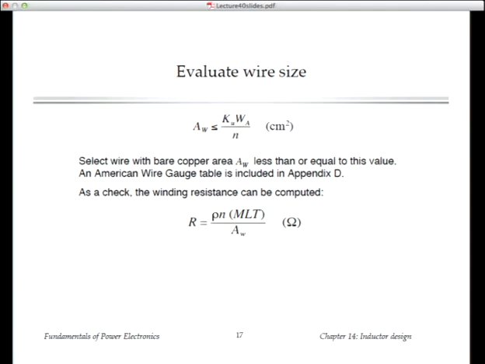Then we can evaluate the wire size. So this is our formula for how many turns would fit. Basically, you take the available area and divide by the number of turns and use the biggest wire on the table that satisfies this. Finally, I would suggest checking, and one way to check how your design worked is to calculate the winding resistance at the end and see if it meets your requirement.